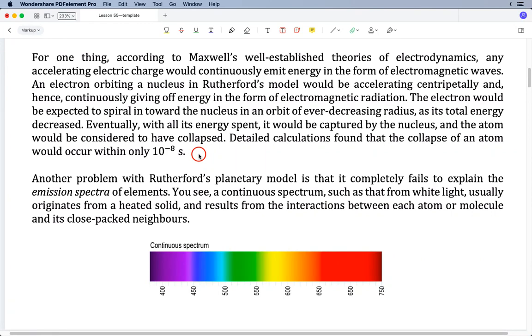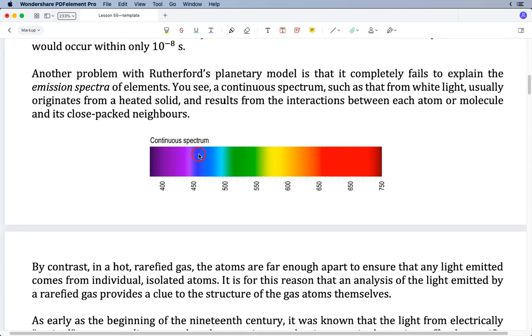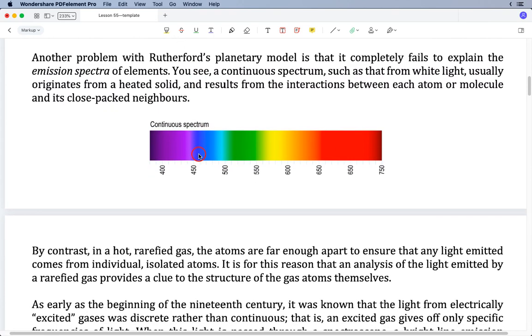Now, another problem with Rutherford's planetary model is that it fails to explain the emission spectra of elements. And if we had more time in this course, I would have done an entire lesson on emission spectra, but we've kind of lost some days, so I'll just give you a brief rundown on how emission spectra work.